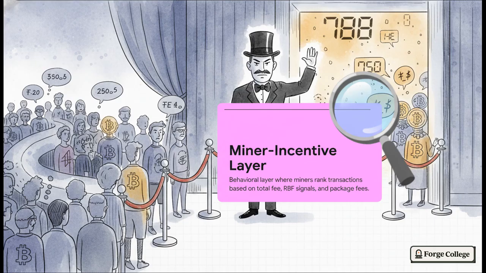And trust me, you want to know how to tip that bouncer. Miners are economically rational actors. They don't care about your transaction, they only care about the math. So we've got to make our math highly appealing.